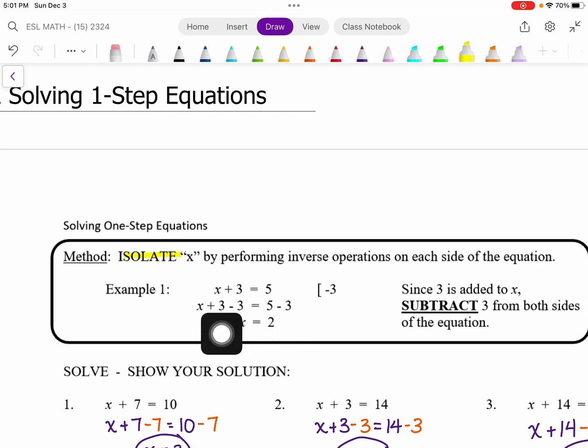So when I subtract 3, 3 subtract 3 is equal to 0. That means that I don't have this left on the left side anymore, and I'm just left with x. And when I subtract 3 on the right side of the equation, 5 subtract 3 is equal to 2. I can check to see if my answer is correct by coming back up here and substituting 2 in for x. So 2 plus 3 equals 5.